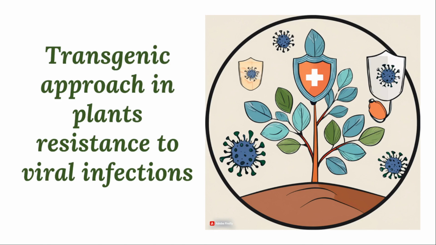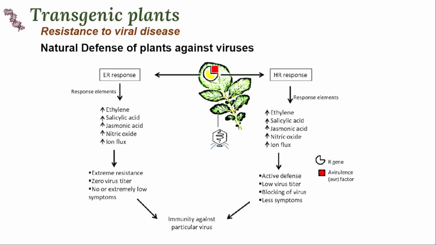Hello students, in this session we're going to discuss the transgenic approaches in plants resistant to viral infections. You already know that plants naturally have different defense mechanisms to resist viral infection. Whenever a plant is wounded, it will secrete different chemicals, like salicylic acid, jasmonic acid, nitric oxide, and even secondary metabolites and polyphenols, so that it can easily defend against the pathogens of viral infections.